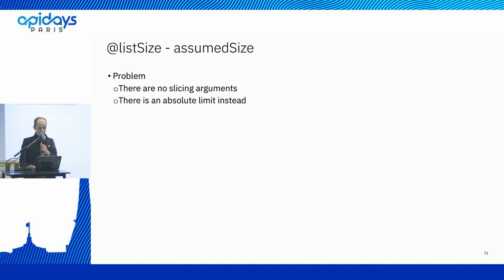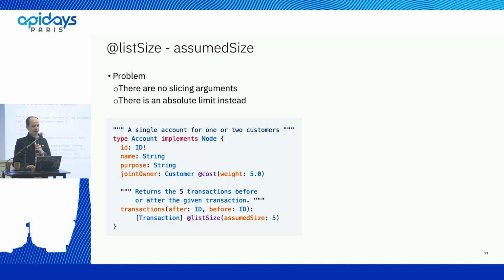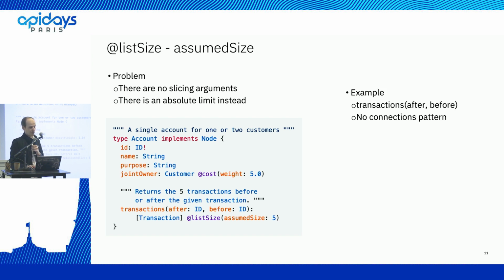Then list size, the assumed size. Rather than saying that when you don't define the first and last we don't want to do that, or not forcing people to do that, we just say we have an assumed size, and here we say the assumed size is 5. If people don't define the cursor, we just return the first 5. And if people say they want to be at position 10, we do from 10 to 15. So we assume the size that the consumer wants to fetch.